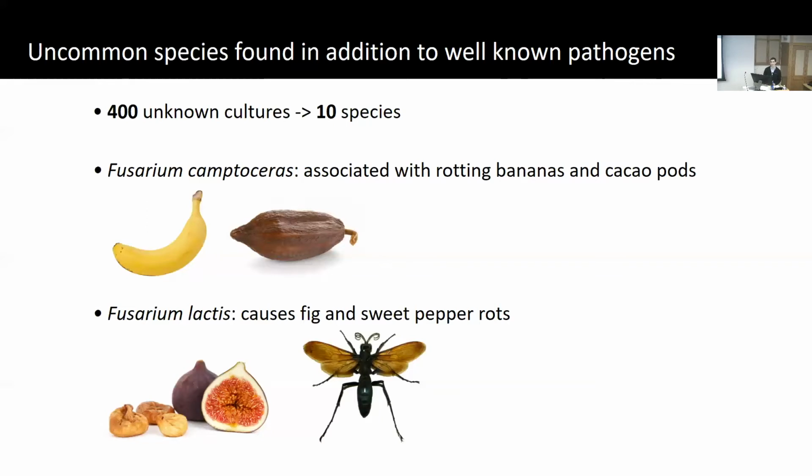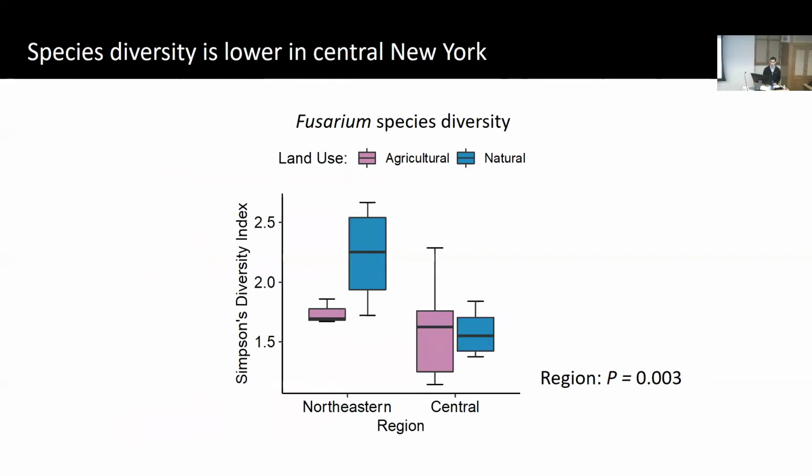This is the second time Fusarium camptoceras has been found in the US, and typically it's seen on rotting tropical fruits like banana and cacao. And this is the only time Fusarium lactis has been associated with a grass host. It's mostly known for infecting sweet peppers, but it also causes an internal rot of figs when it's introduced to the fruit by fig wasps, like this one pictured here. So there were certainly some interesting species to be found.